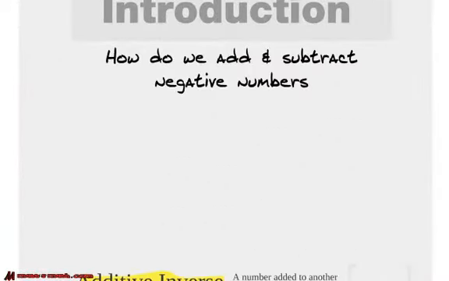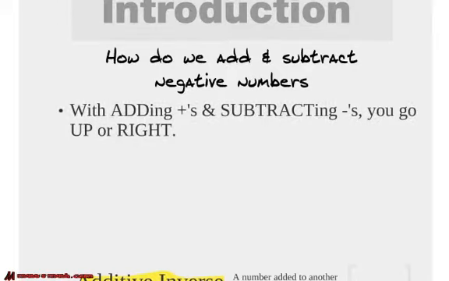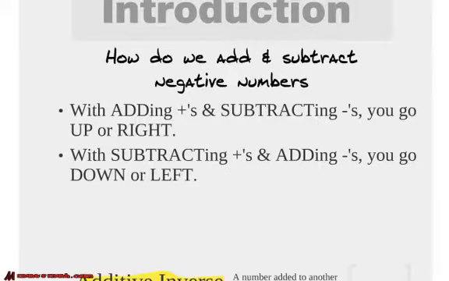So let's do it. How do we do it? How do we deal with negative numbers? If you think about it, when you're adding positives or you're subtracting negatives, you go up and to the right. And then if you're subtracting positives or you're adding negatives, you go down and to the left. All right? Let's keep going, all right?